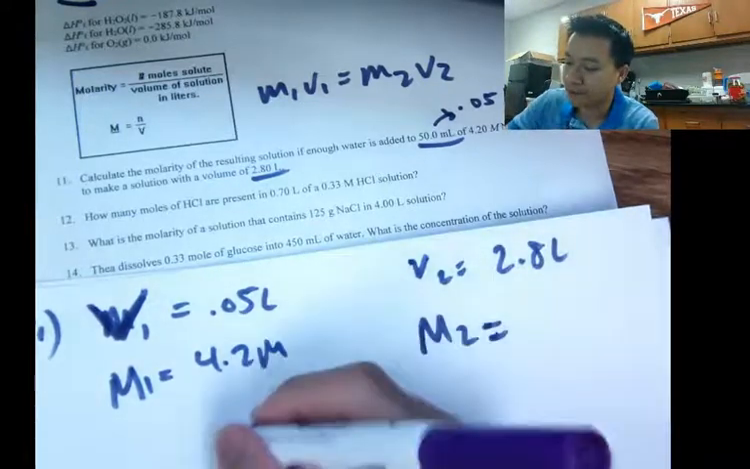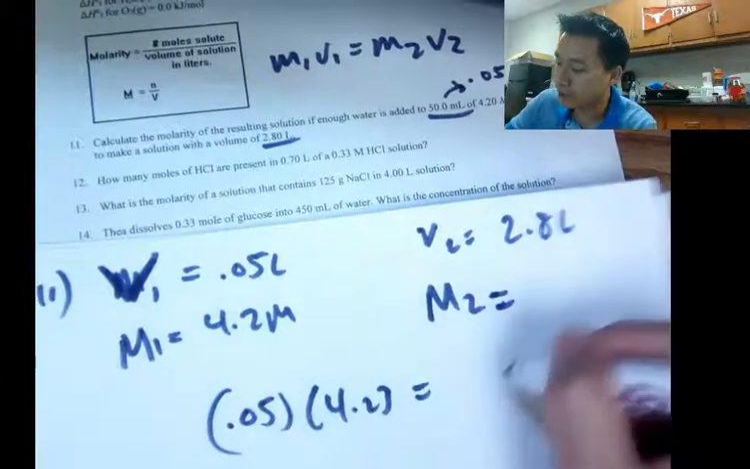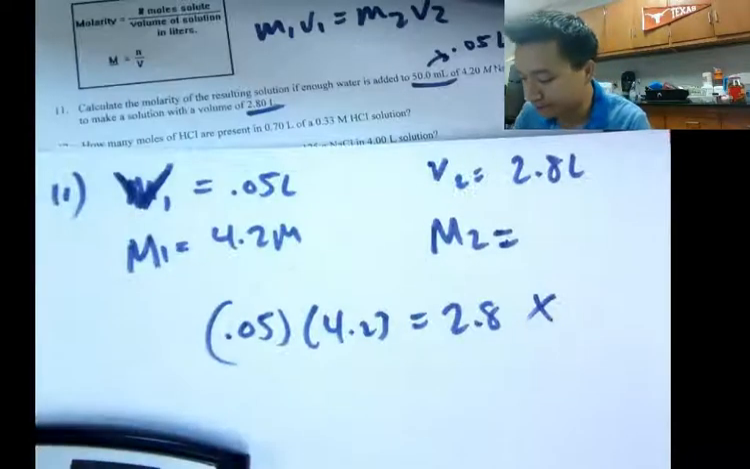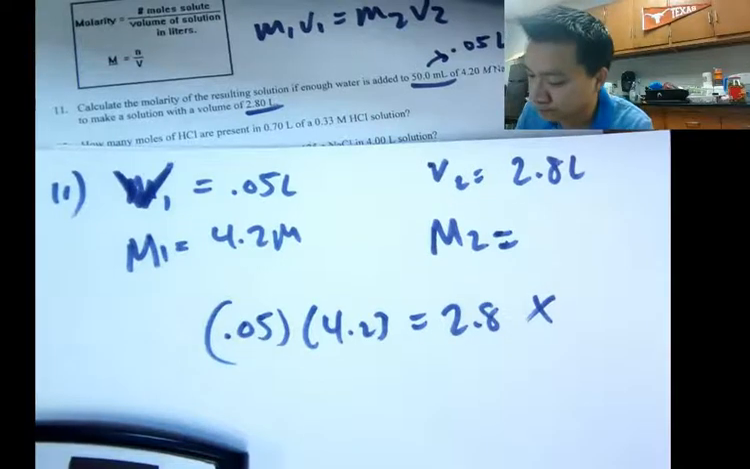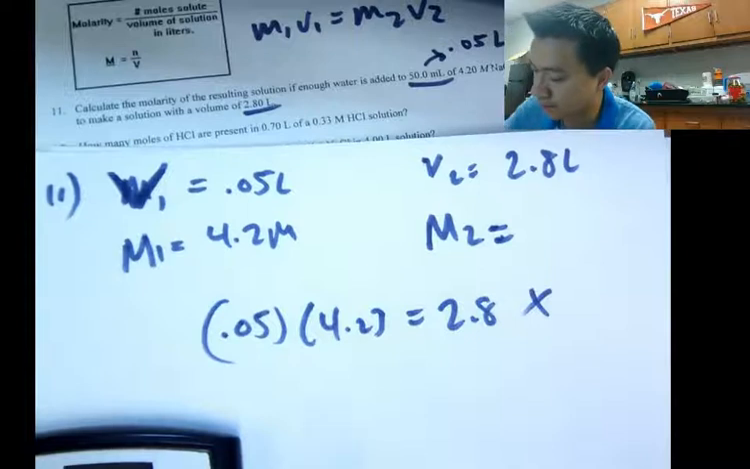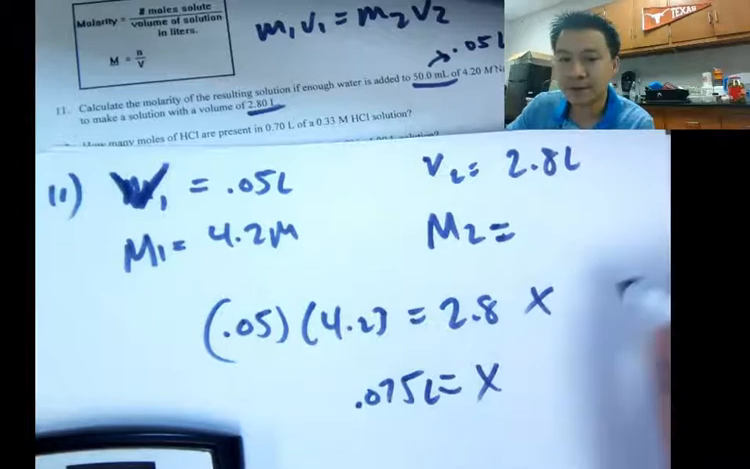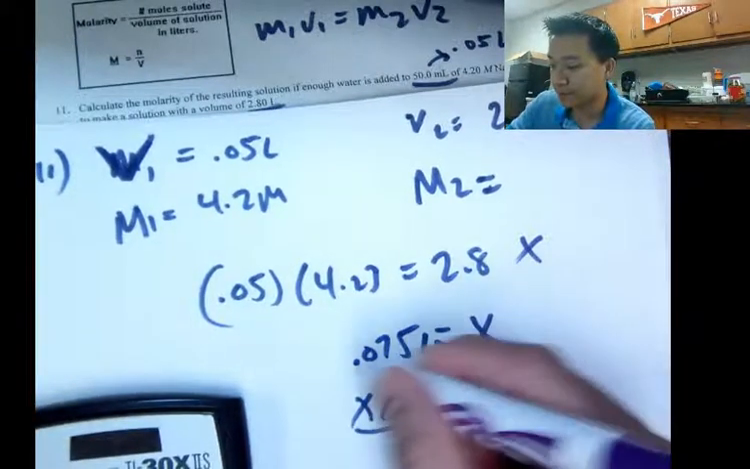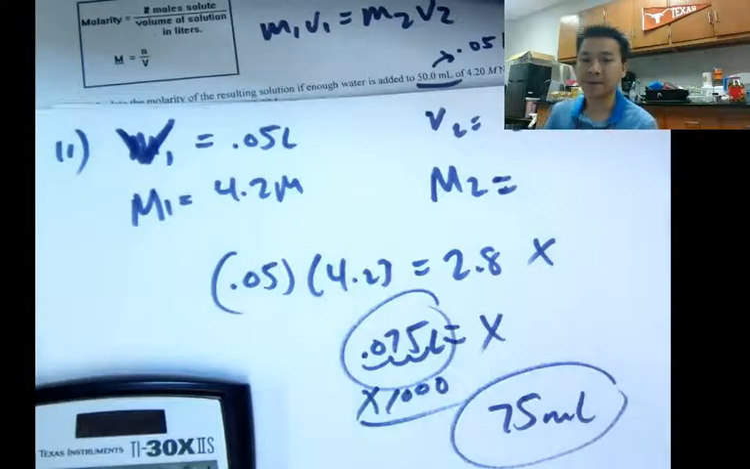So V1, M1, 0.05 times 4.2 equals 2.8x. So 0.05 times 4.2 divided by 2.8, and I get x is 0.075 liters. Which, if you want to change back to milliliter, times it by 1,000. 1, 2, 3, so 75 milliliter. Same thing. These two, same thing.